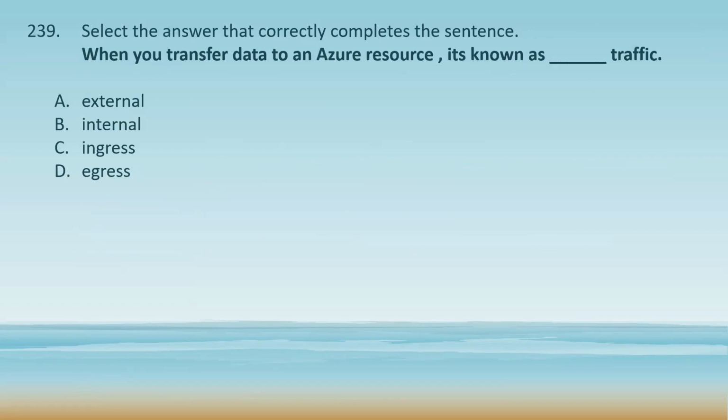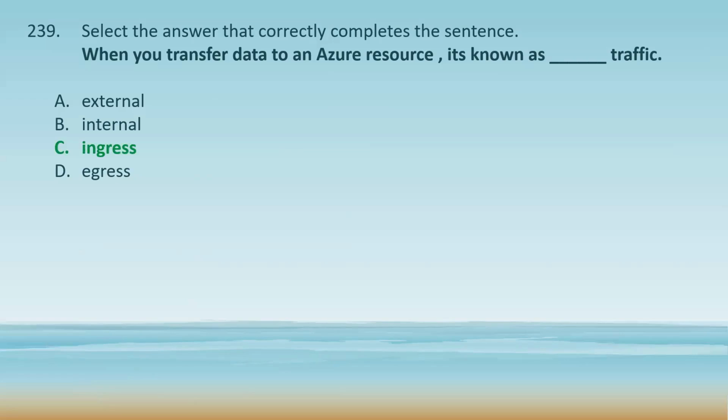Select the answer that correctly completes the sentence. When you transfer data to an Azure resource, it is known as dash traffic. Your options are external, internal, ingress, egress. And the correct answer here is ingress. It's coming inside.